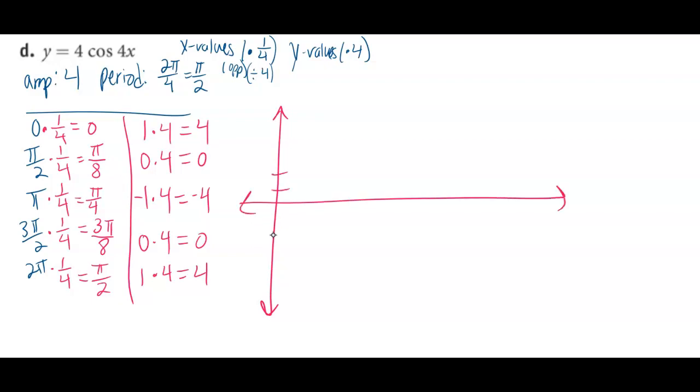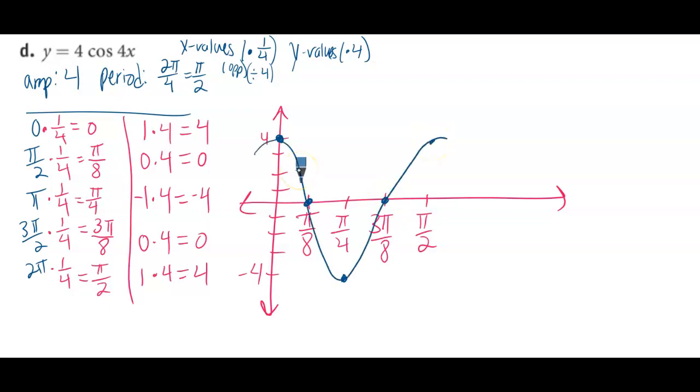So when we go to sketch that graph, that amplitude's telling me my max and mins. Those x values are telling me my scale. And then I'm just plotting my points. So I'm starting at amplitude, midline, negative amplitude, midline, amplitude. And it's always going to have that pattern.